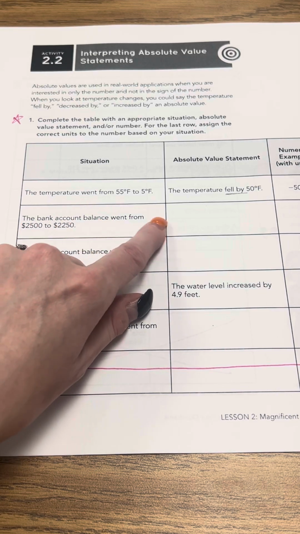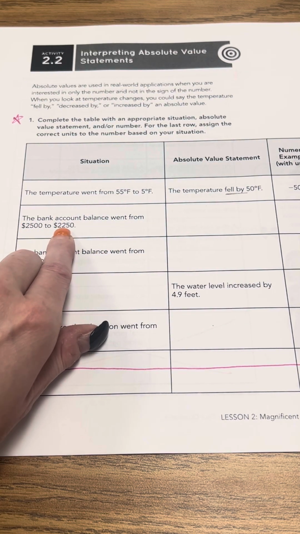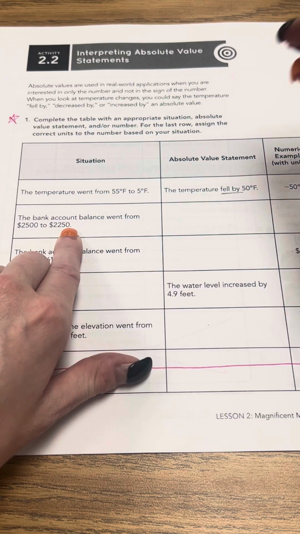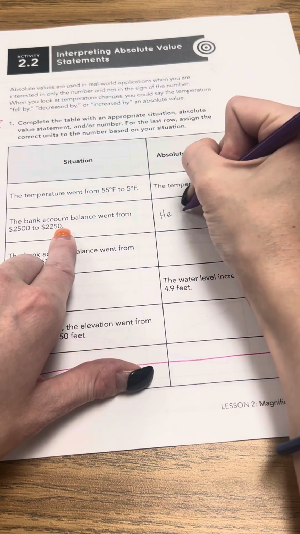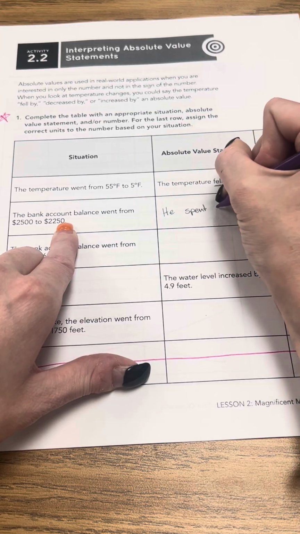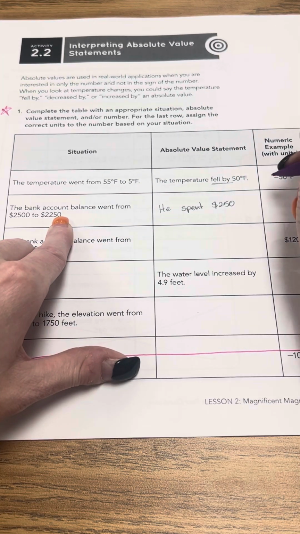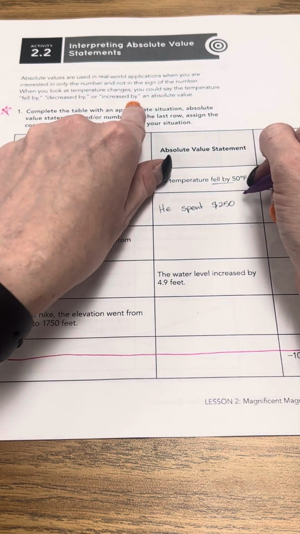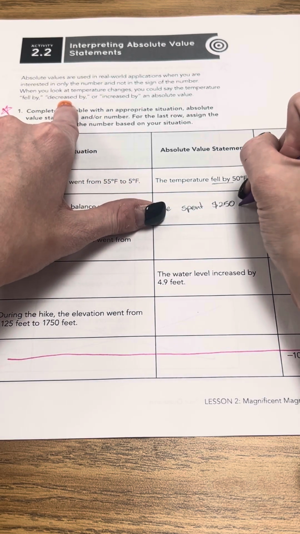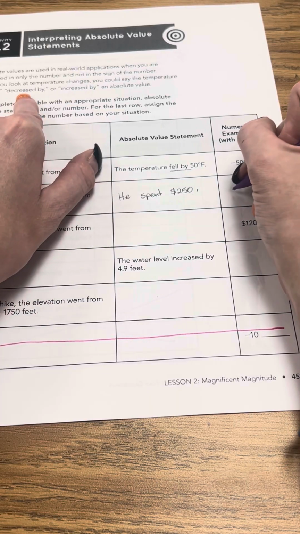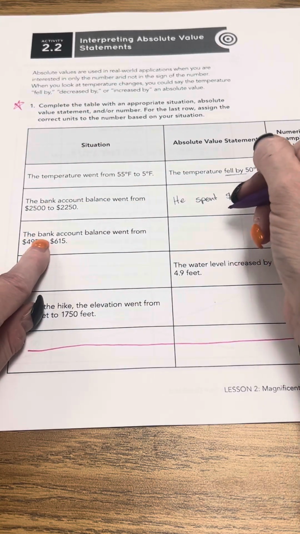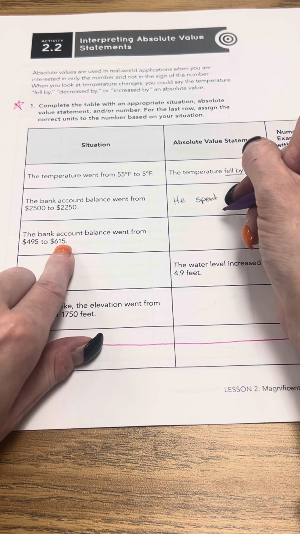Going on to the situation. The bank account balance went from 2,500 to 2,250. Well, I've got to think. If it went down, that means he didn't earn the money. He probably spent the money. So I'm going to go ahead and say he spent $250. There are multiple ways I could have written this. I could have said that it increased or decreased or fell by. I could have said decreased by $250. And if it's spent or decreased by, that means it would be a negative $250.